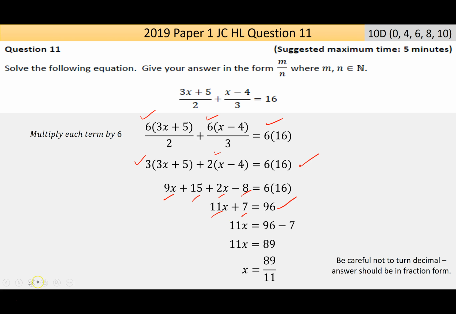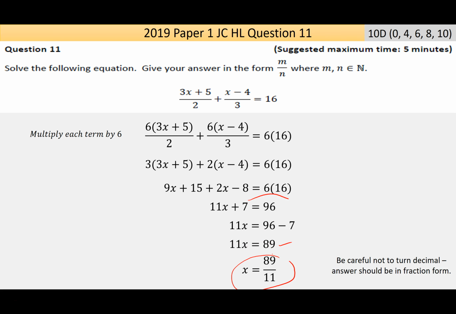So I'm going to just clear off some of the fluff. I'll bring the number 7 across, as ultimately I want x as 1. And that 7 becomes subtracted on the right-hand side. So 11 times some number is equal to 89. Now bring the 11 across.